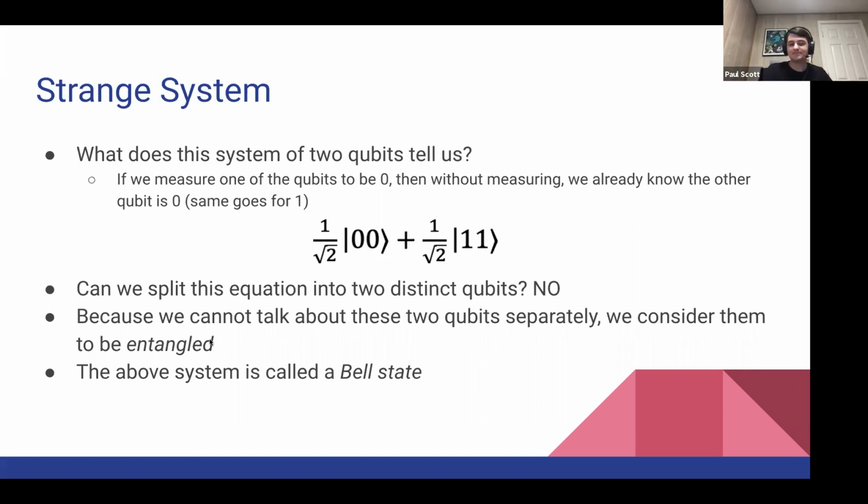And so what we say is, because we cannot talk about these 2 qubits individually, we consider them to be entangled. And this, by the way, this state up here is what's known as a Bell state, which is just an entangled state with the 2 possible states having equal probability of being measured.